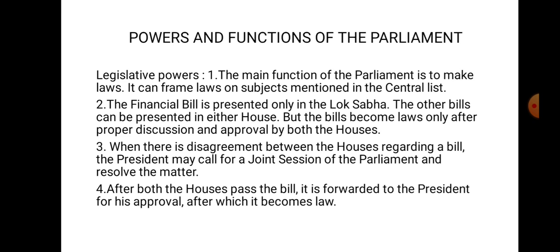So mainly all the topics or subjects given in the union list, the law on those topics is taken up in the parliament to make a law. So that is the legislative power.